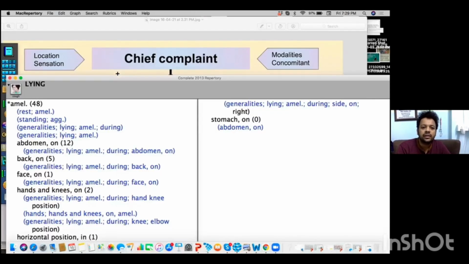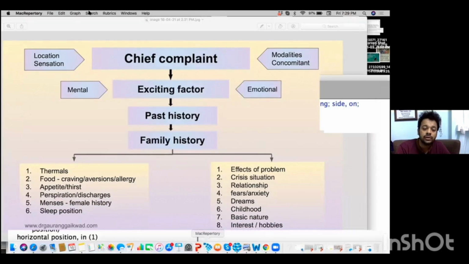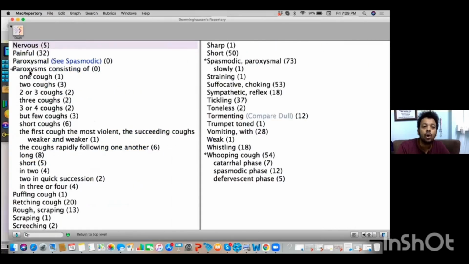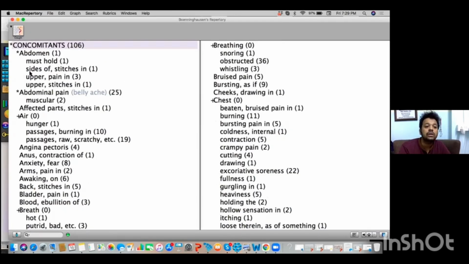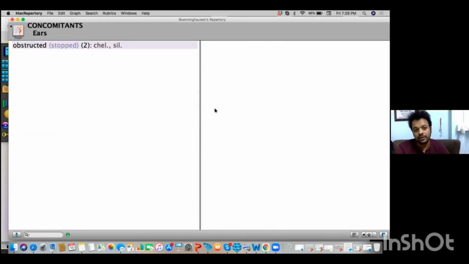You can get it in the repertory. One of the best repertories to see this is Boger Bonninghausen. How do you see it? So there is a repertory, Bonninghausen's repertory. So you can see cough and you can see concomitant. Cough, concomitant, ear obstructed. You can see Chelidonium and Silica. While coughing, the ear is obstructed.